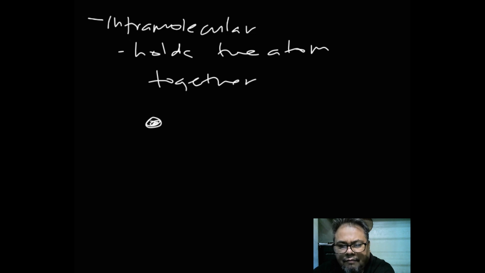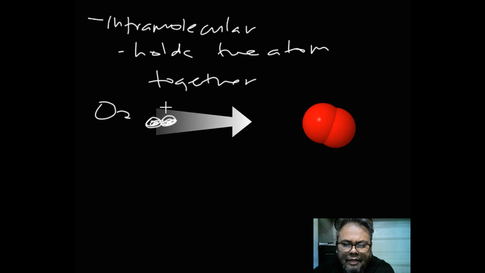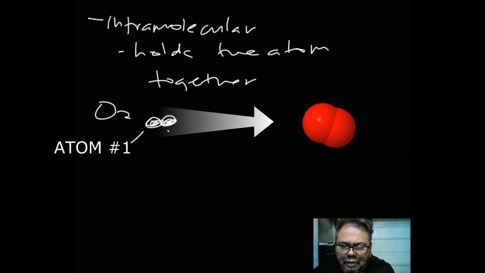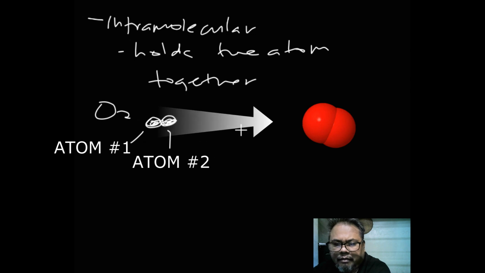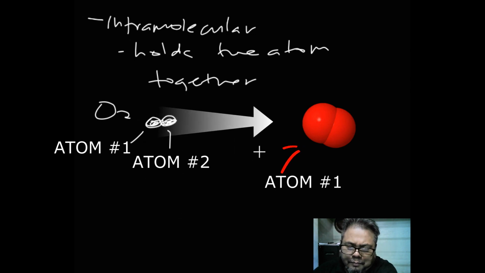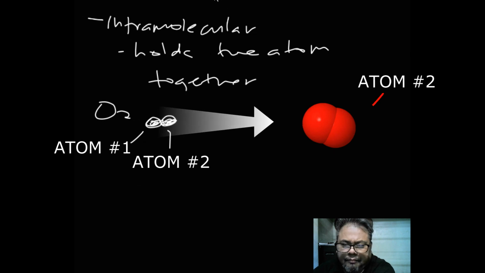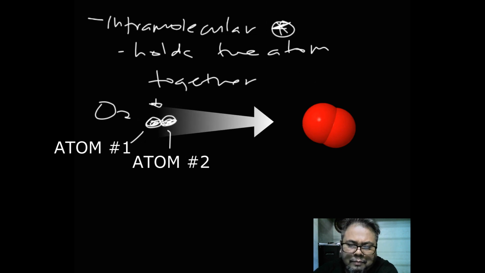For example, you have a molecule of oxygen. Oxygen is diatomic, meaning they exist as two in nature. So this is one atom of oxygen, and then the second atom of oxygen. The force that holds these two atoms together is called an intramolecular force.